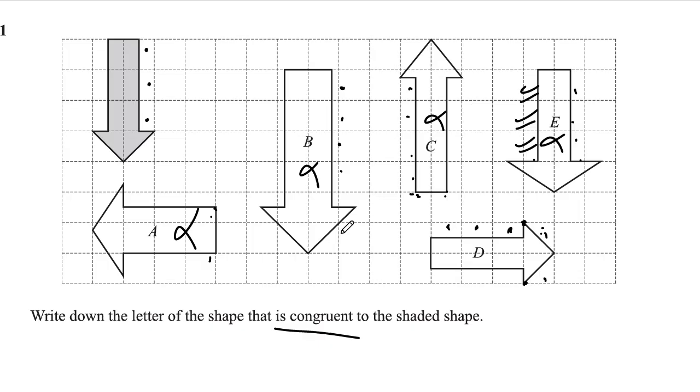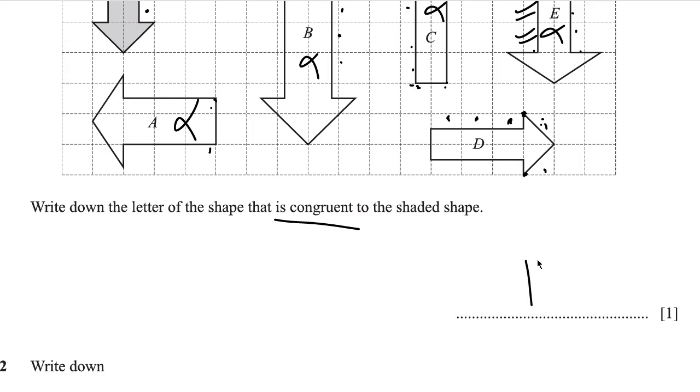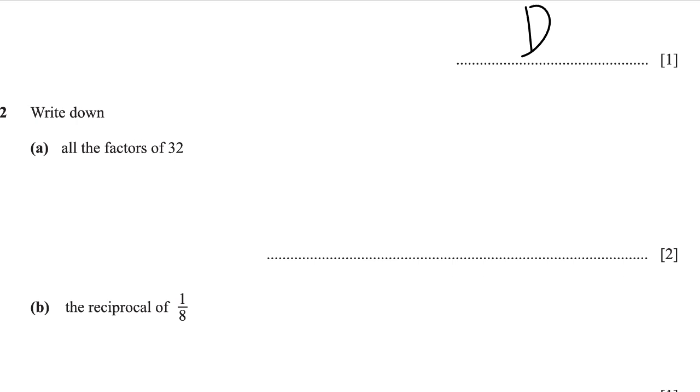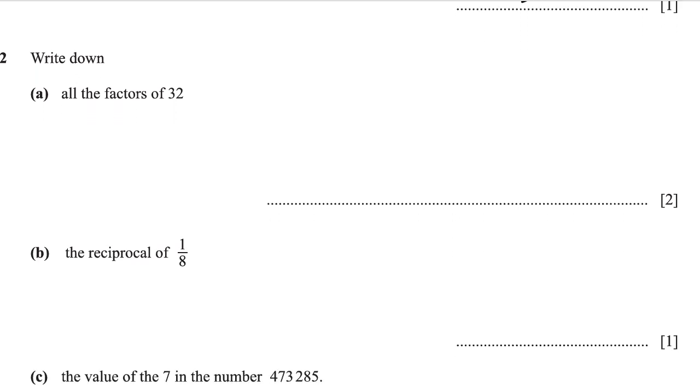So in the given region, that's what you will write down. The second question says, write down all the factors of 32. When you hear such questions, you write down all the factors of a given number. All you simply need to write down are those numbers that divide the number given without remainder.